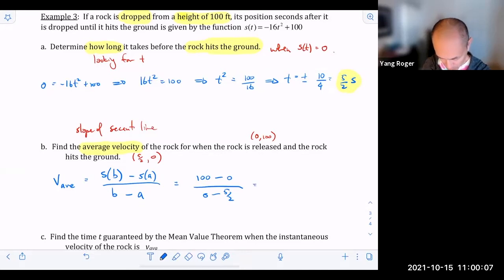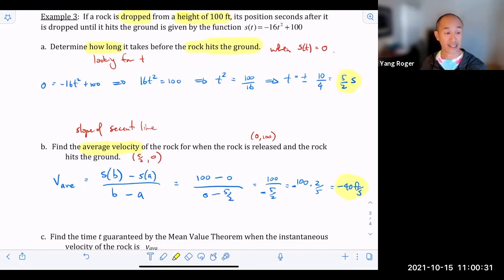So when we do that, what do we get? We get 100 over 5/2. We know that dividing by a fraction is the same thing as multiplying by the reciprocal. So it's like 2/5, that's 200, or it's -2, right? It's negative. And that's going to give you -40 feet per second. Now, does it make sense that it's negative? It does, because the rock is going downwards. Does that make sense to everybody? Are there any questions?